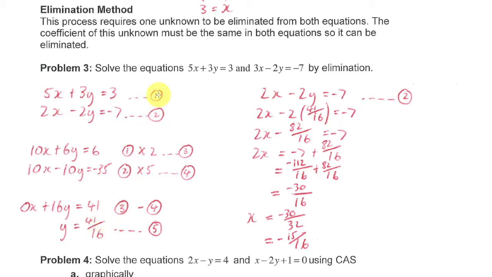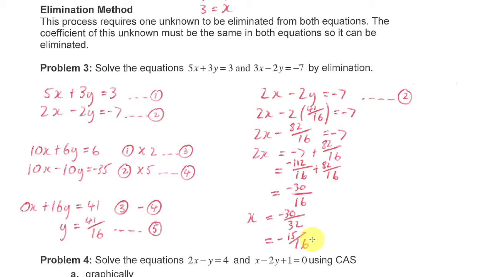Now I can use either equation 1 or equation 2 to work out what x is. So I've just used equation 2. And of course I know that y is equal to 41 on 16, so instead of writing in what y is here as just a variable, I write exactly what it's equal to, which is 41 on 16. And then it's just a matter of rearranging things so I can work out the x, and x ends up being negative 15 on 16.